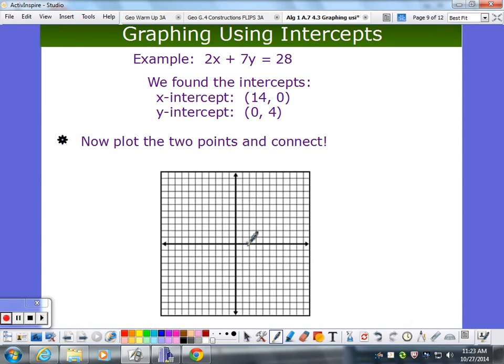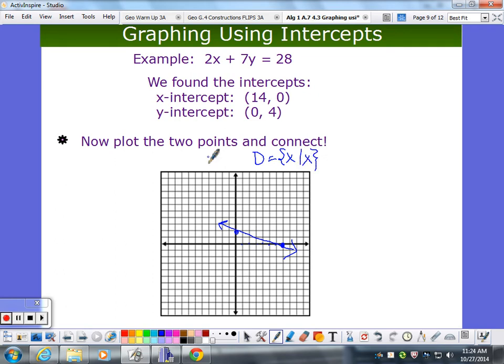So 14, 0 doesn't fit. I'm going to count by 2s. 2, 4, 6, 8, 10, 12, 14. And then 0, 4, I'm still counting by 2, so that goes here. Connect them. We have it. This is if domain is all real numbers. It doesn't say, so assume that the domain is all real numbers, just like we did before.